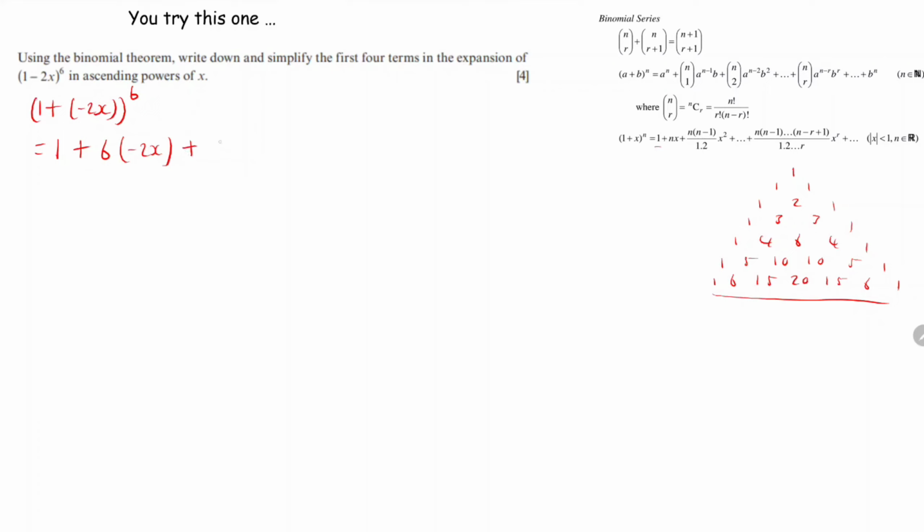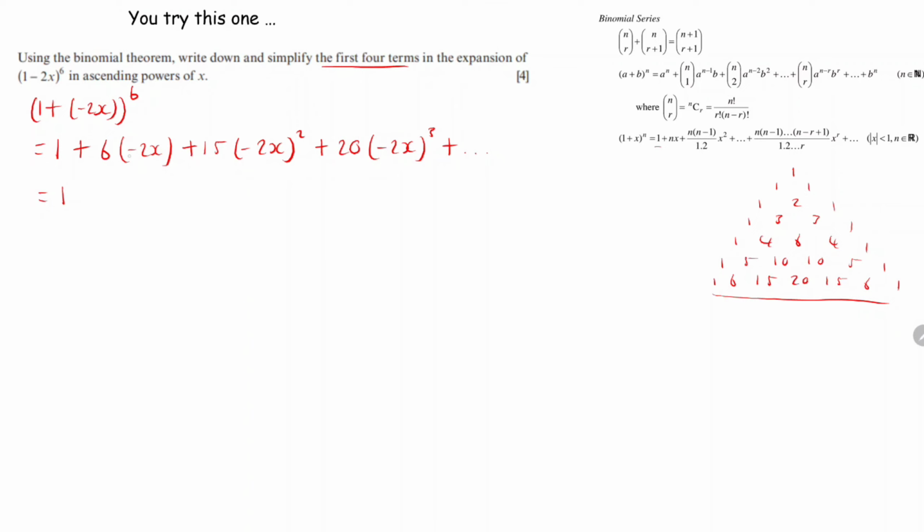My third term is going to be 15. Now, this question only wants the first 4 terms, otherwise we could be going on for a while. So the third term, the coefficient is going to be 15, and that's going to be times by minus 2x, this time squared. And the fourth term is going to be plus 20 times minus 2x to the power of 3. Now, just to show that this would go on, I'm going to write plus and then 3 dots after. And be careful with the minus symbol here.